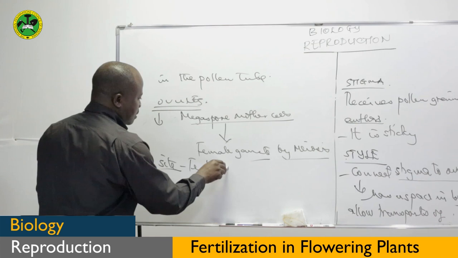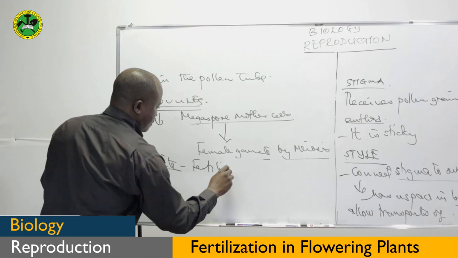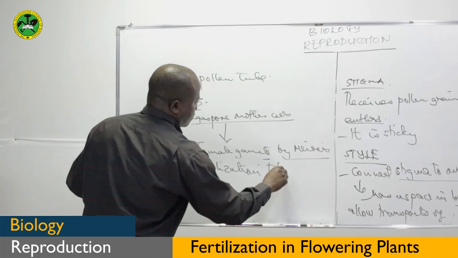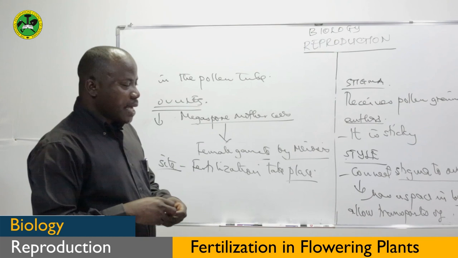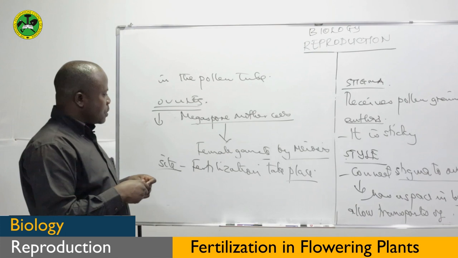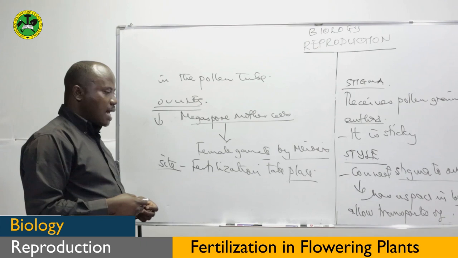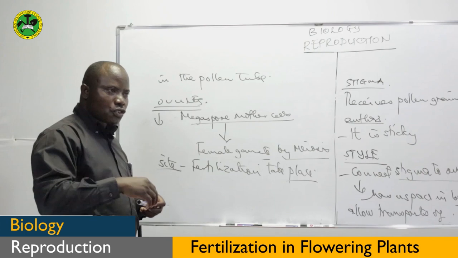You understand that the embryo sac is within the ovule, and it is where fertilization occurs. Therefore, to respond to this part, you'll have to explain the role of the ovule in the sense that it contains the megaspore mother cell that gives rise to the female gamete upon the process of meiosis, and also it forms the site where fertilization occurs. By so doing, this question will be responded.